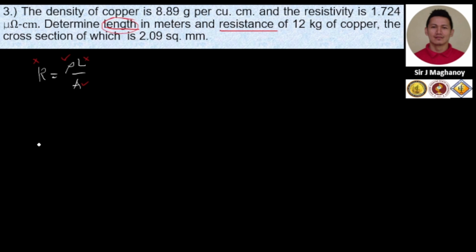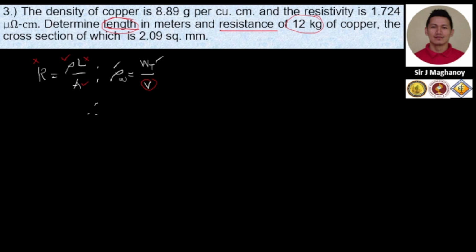Since weight density is given in the problem, if we recall the formula, weight density is equal to total weight all over the volume. Do we have the value for weight density? Yes. Do we have a value for our total weight? Yes, that is 12 kilograms of copper. So we can determine our volume.